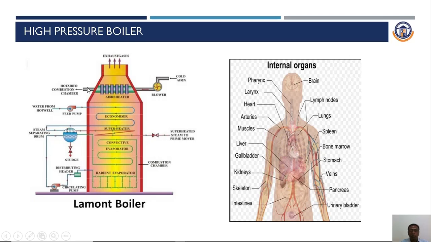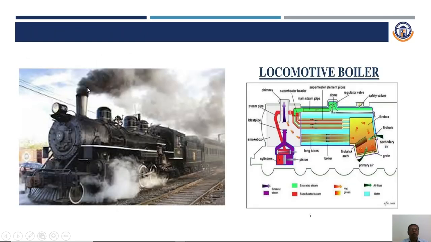They enhance the performance. So this photograph shows a locomotive steam boiler. A locomotive is used for mobile purposes, moving from one place to another. In the initial stages of the railway department, before the development of the diesel engine and the electrical engine, rail vehicles used the steam engine, and the steam engine initially used boilers.